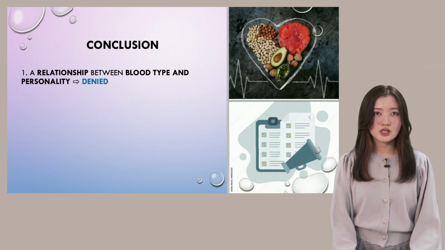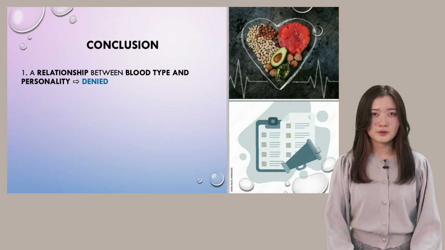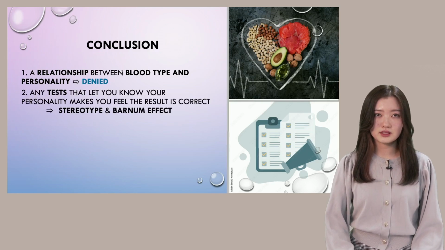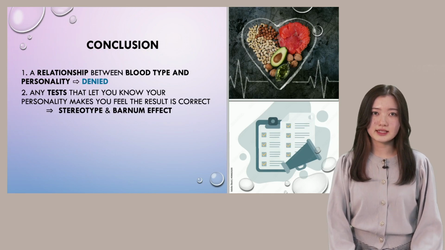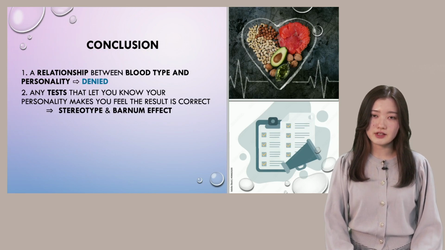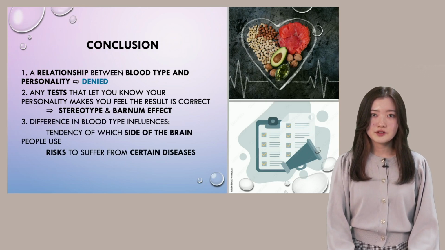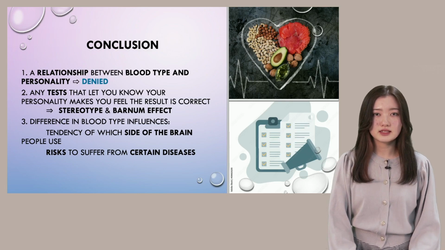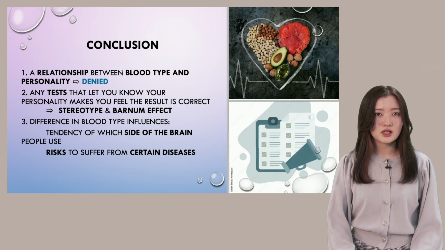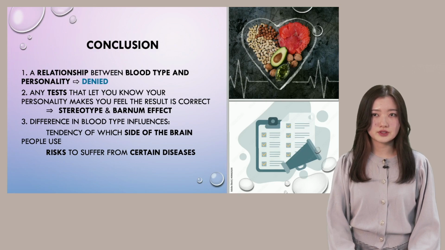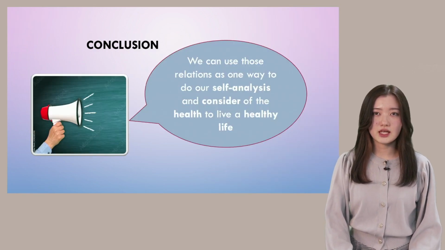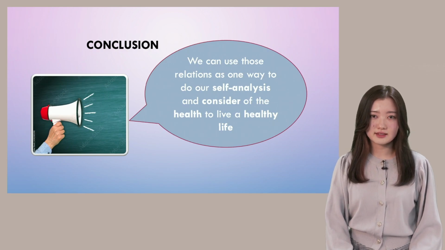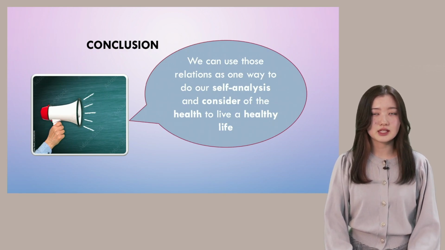In conclusion, the relationship between blood type and personality is denied at the moment. Also, any test that tells you your personality makes you feel the result is correct because of stereotype and the Barnum effect. Difference in blood type influences the tendency of which side of the brain you use and the risk of suffering from certain diseases. We can use those relations as one way to do our self-analysis and consider our health to live a healthy life.